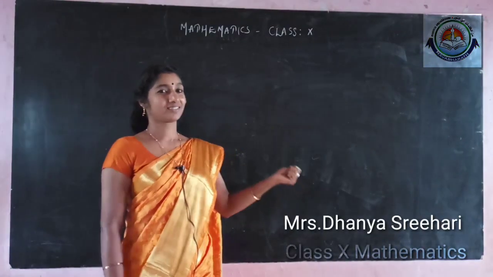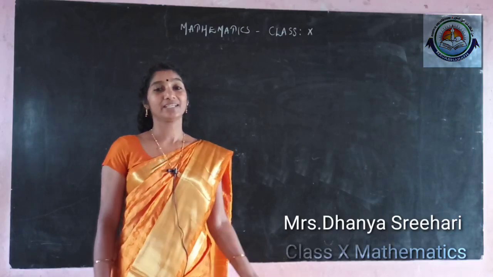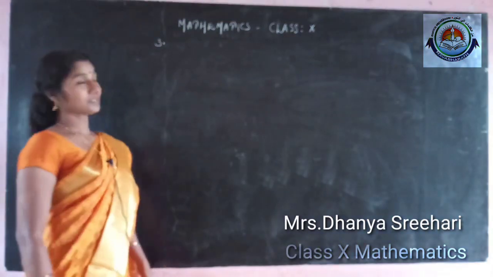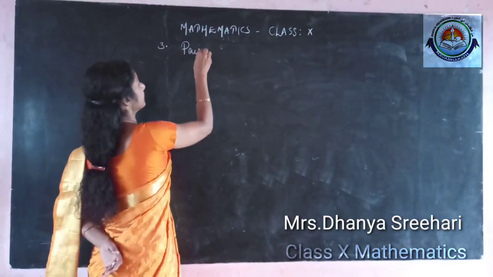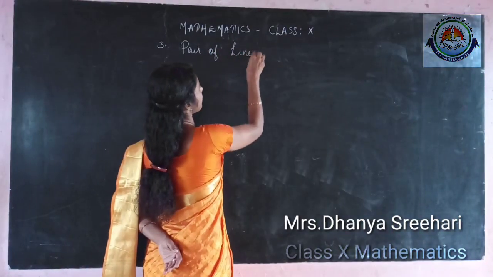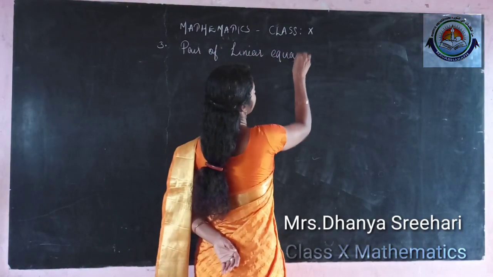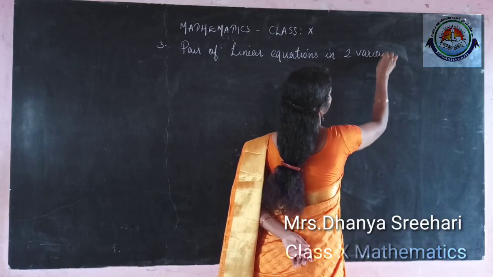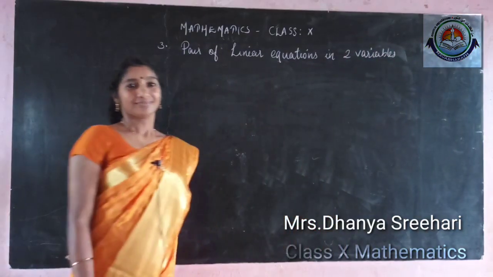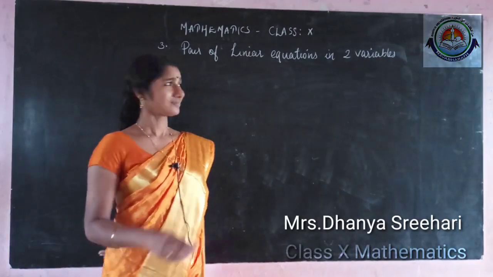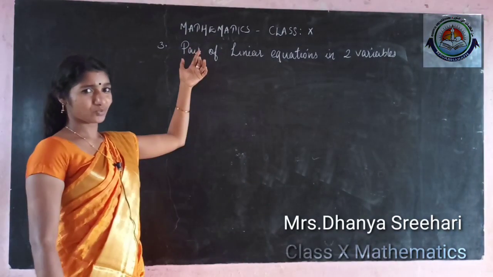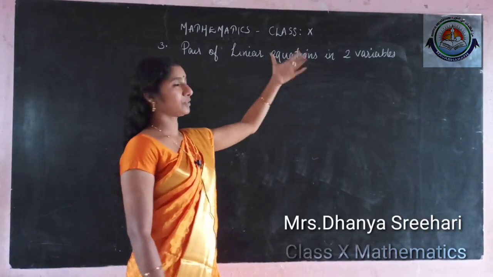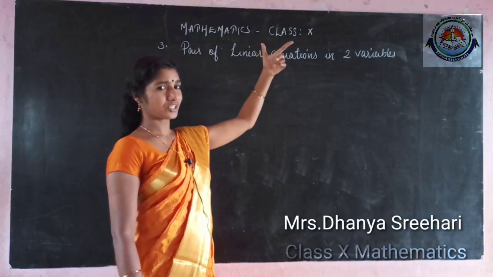Today we are going to start a new chapter, that is pair of linear equations in two variables. That is our third chapter in our textbook. So, you know the word pair. Pair means what? Two. Linear equations is also a familiar word for you. What is a linear equation?